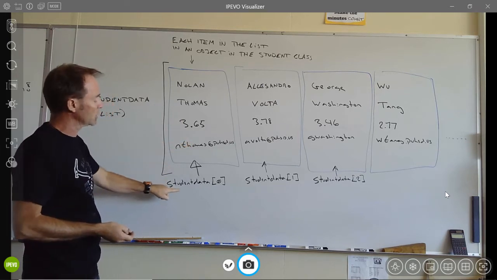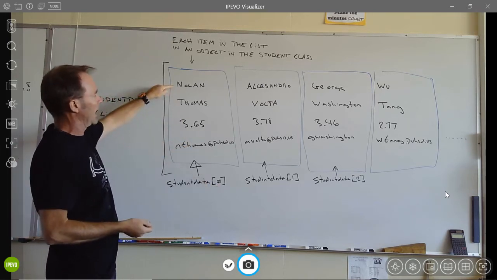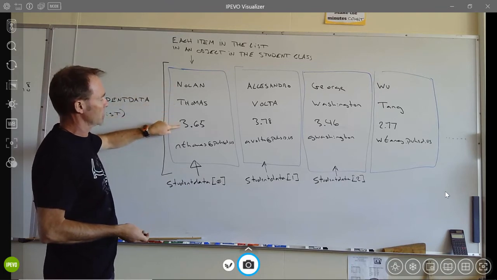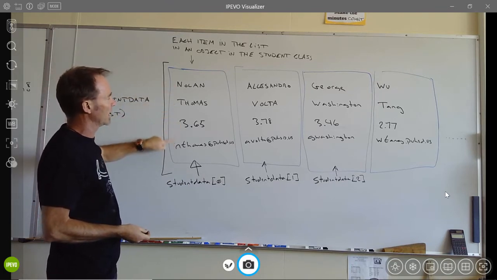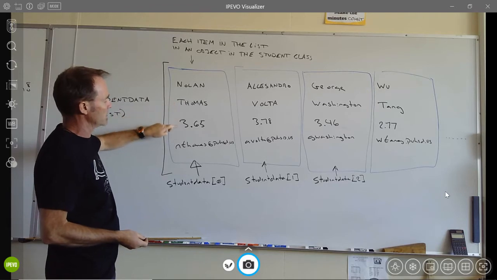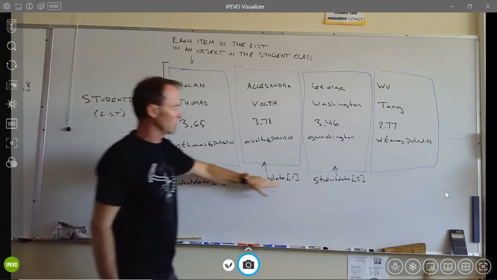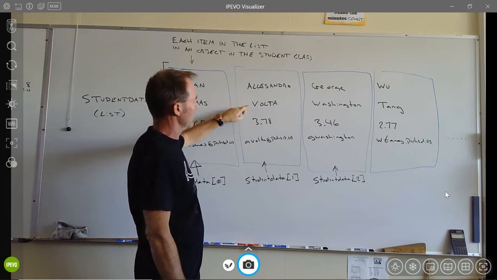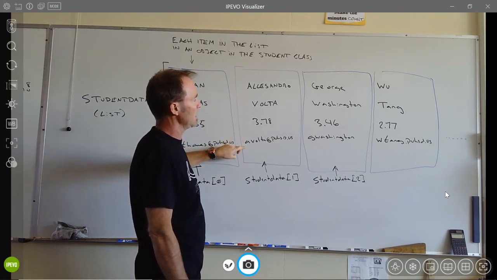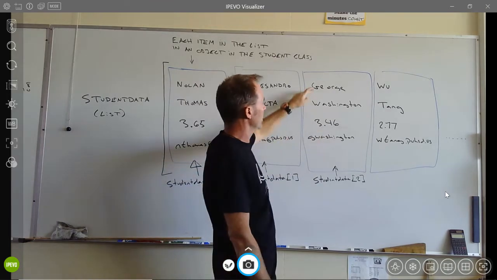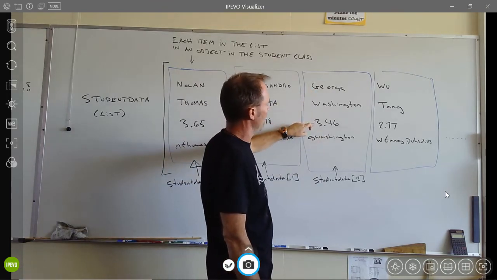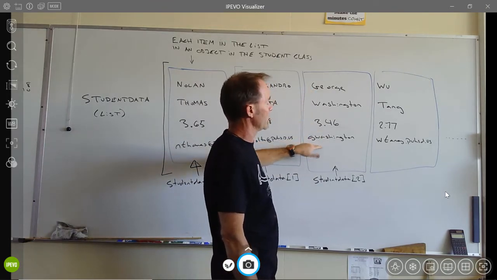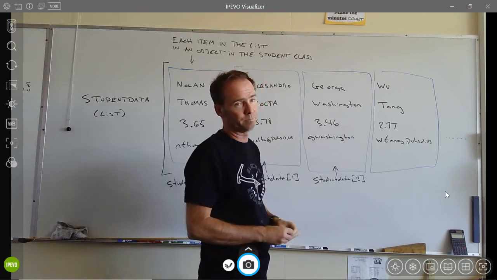So for example, student data 0 has Nolan Thomas, 3.65, and an email address: first, last, GPA, email. Student data 1 was Alessandra Volta, with first, last, GPA and email. Student data 2 is George Washington, 3.46, G Washington at PUHSD.